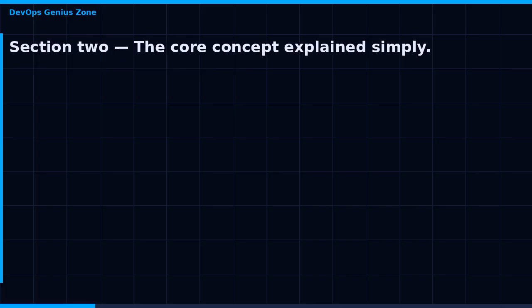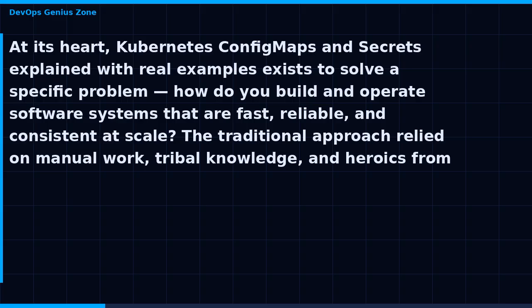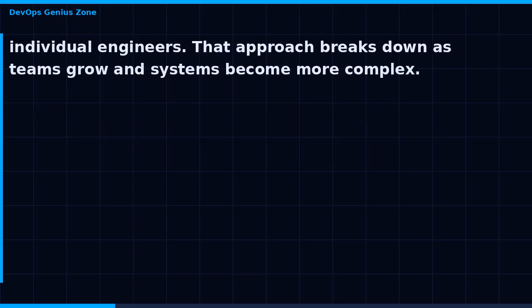Section 2: The core concept explained simply. At its heart, Kubernetes ConfigMaps and Secrets explained with real examples exists to solve a specific problem: how do you build and operate software systems that are fast, reliable, and consistent at scale? The traditional approach relied on manual work, tribal knowledge, and heroics from individual engineers. That approach breaks down as teams grow and systems become more complex.